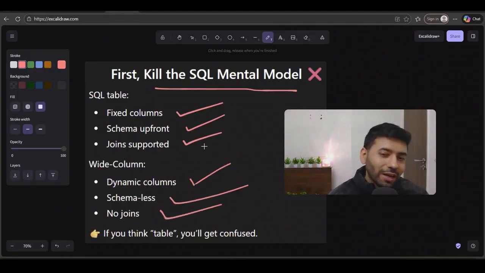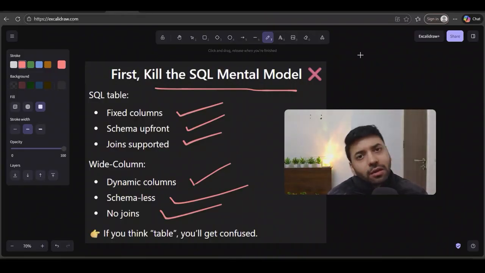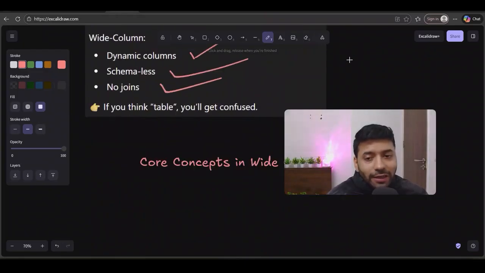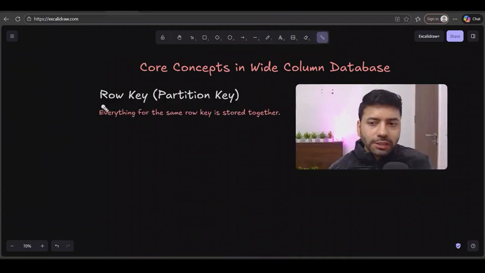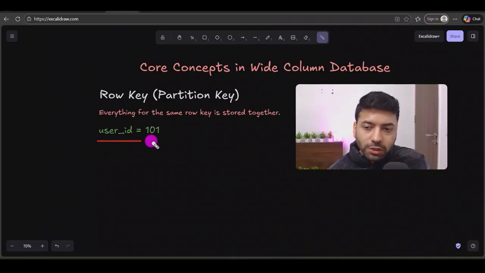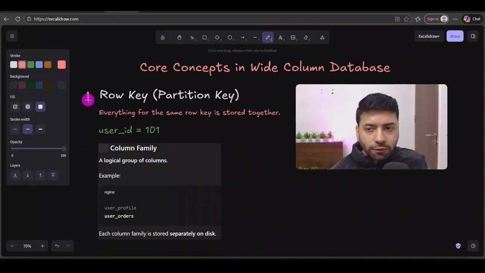If you think table, you'll get confused, but you need to remember in wide column, we have dynamic columns and no fixed schema. But again, you'll say, we talked about row key, column family, columns. So what are they? For that, let's try to understand the core concepts in wide column database. The first concept is the row key, or we can also call it the partition key, which means everything for the same row key is stored together. For example, user ID 101 is acting as a row key and corresponding to it we will keep all the data for it together. So this was the first concept.